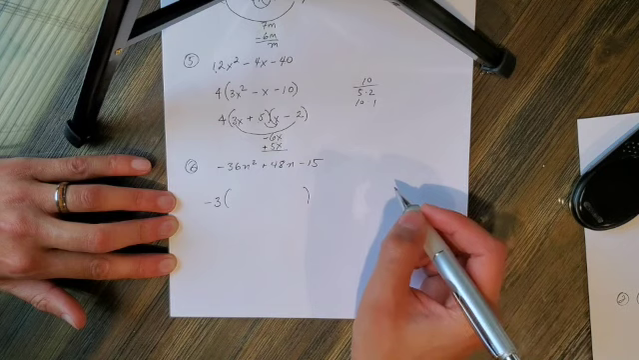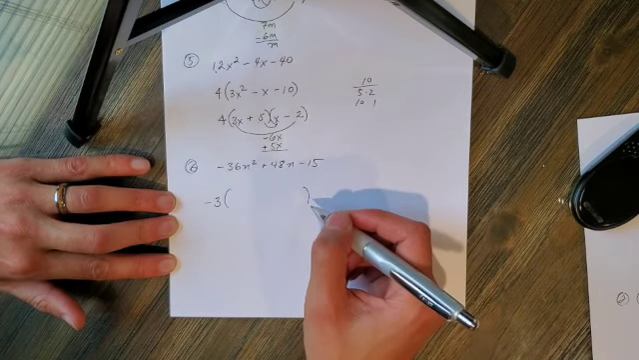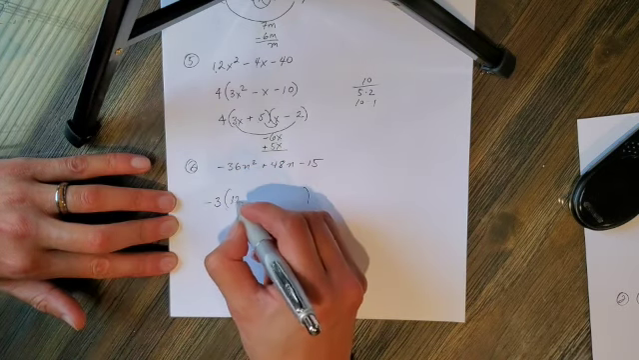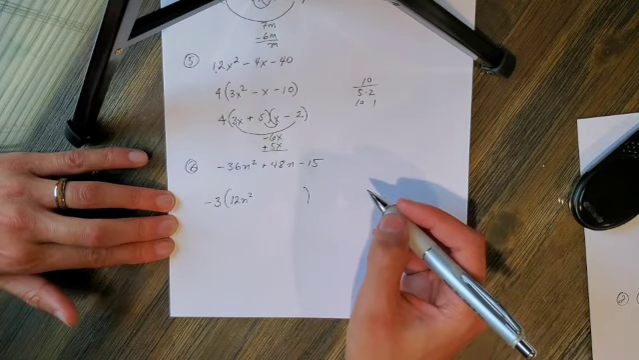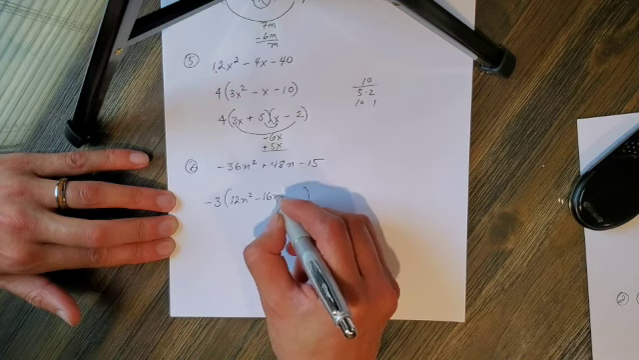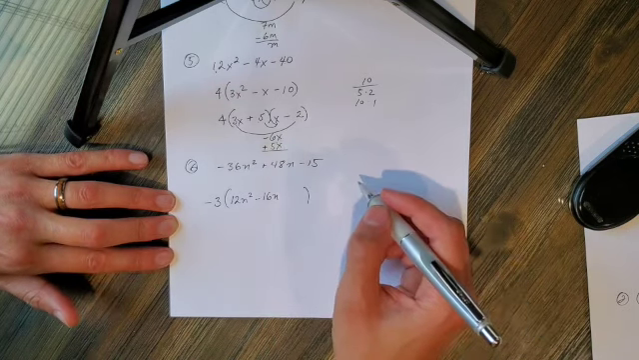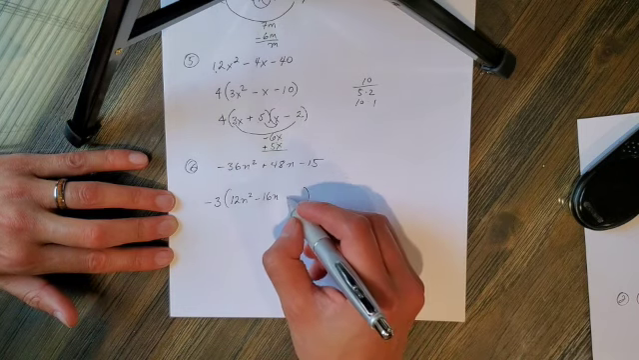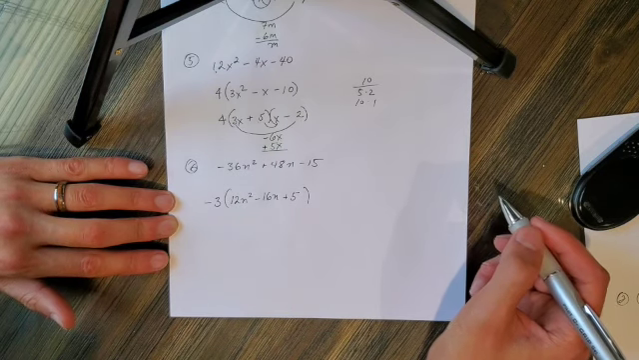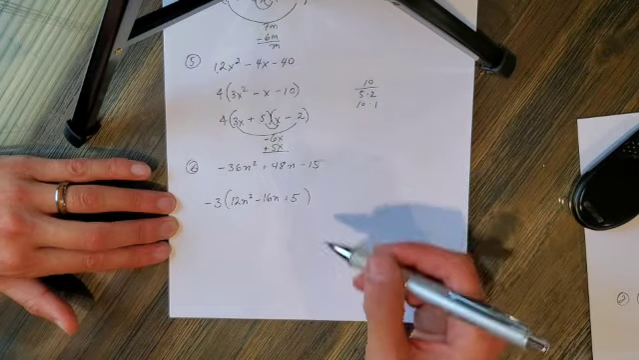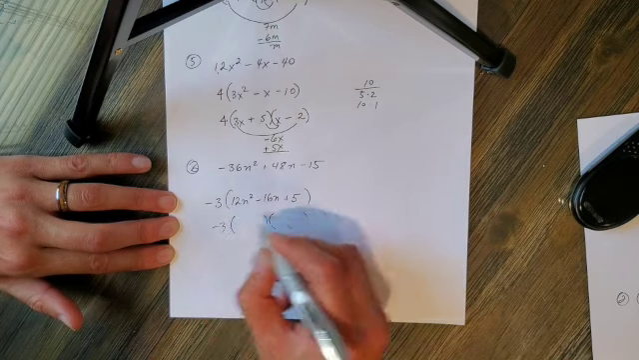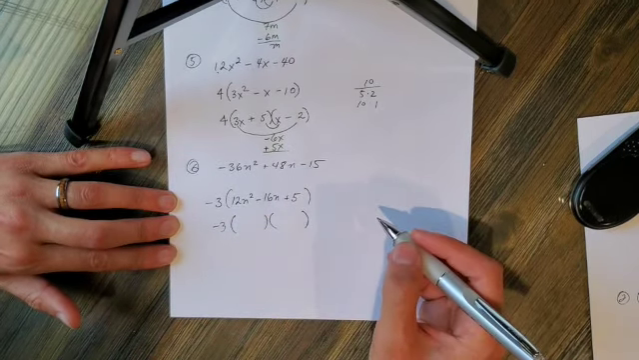So let's divide all these by negative 3, and that'll be what we write inside the parentheses. So negative 36 divided by negative 3 is going to be a positive 12n squared. 48 divided by negative 3 is going to be a negative 16n. And then negative 15 divided by negative 3 is going to be a positive 5. Okay? So just like we did in the example above, we want to factor the trinomial. And the negative 3 stays outside. We don't have to worry about it anymore.